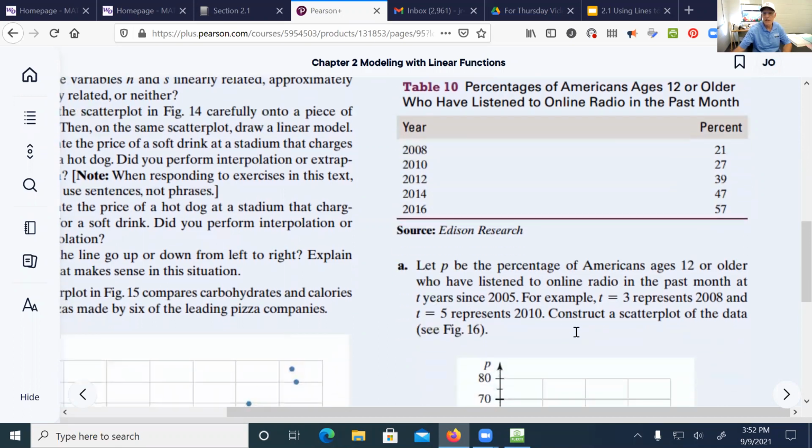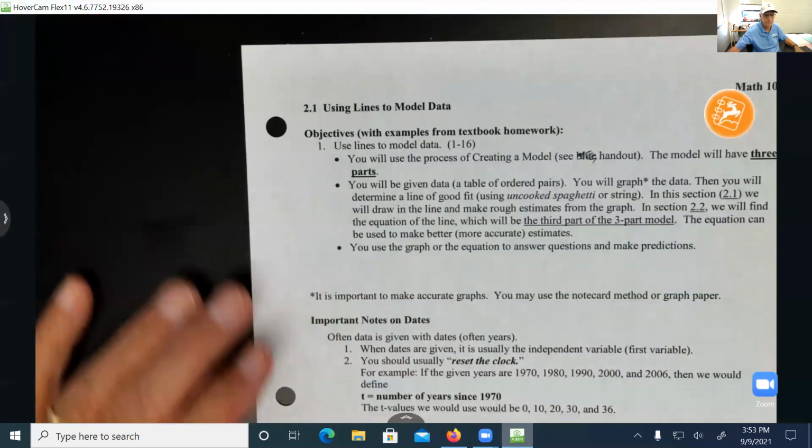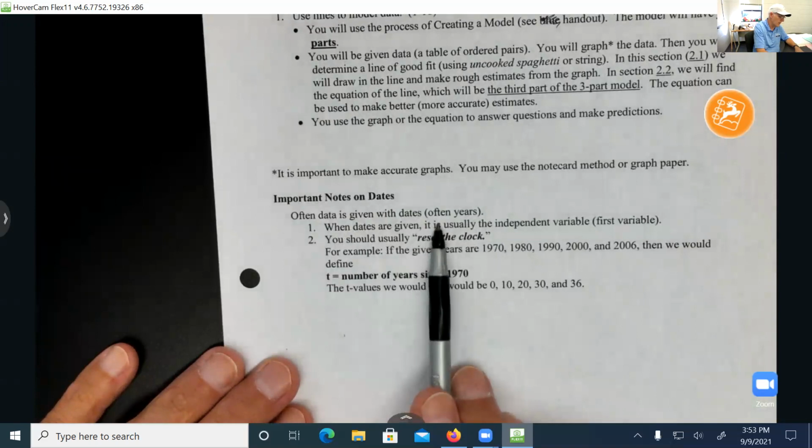Let P be the percentage of Americans ages 12 or older who have listened to online radio in the past month, T years since 2005. Now, we need to understand what T years since 2005 means. For example, T equals 3 represents 2008 because it's 3 years after 2005. T equals 5 will be 2010 because it's 5 years after 2005. This is called resetting the clock. Let me go ahead and show you another example of resetting the clock, then we'll return to number 3. This is on our handout. This is very common in this course.